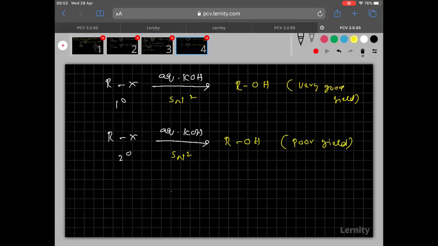Followed. Now, in case of tertiary, what happens then? Say clearly, tertiary, with aqueous KOH. Here the mechanism followed is what? SN1, and the product is what? Alcohol.